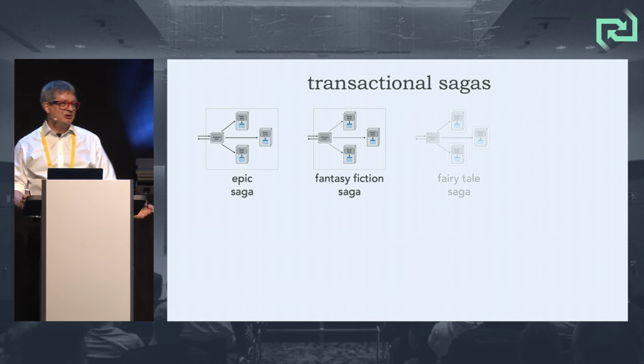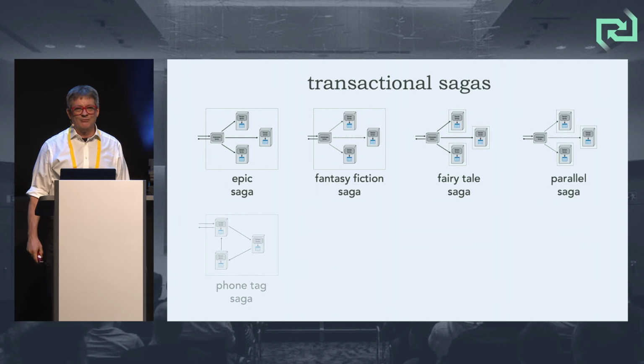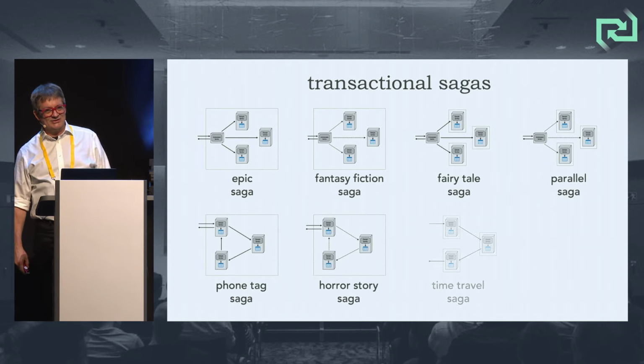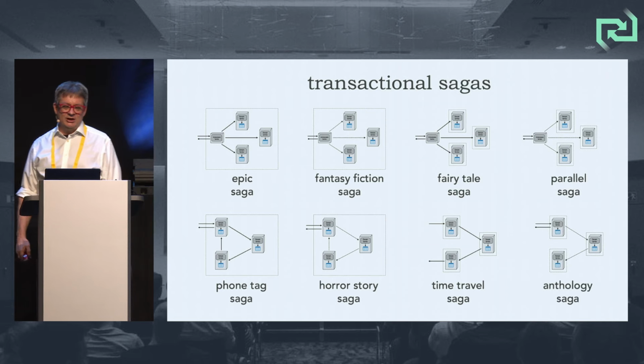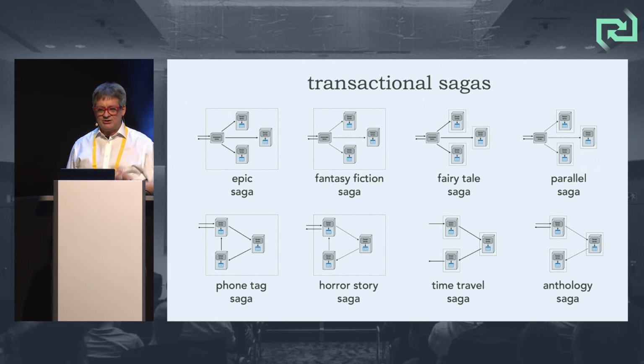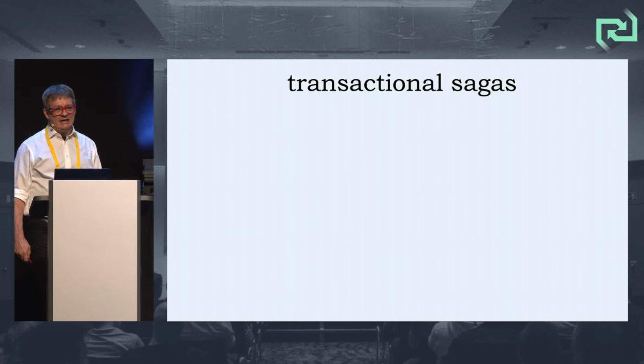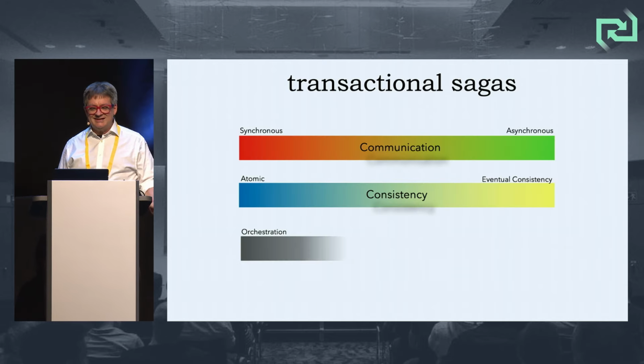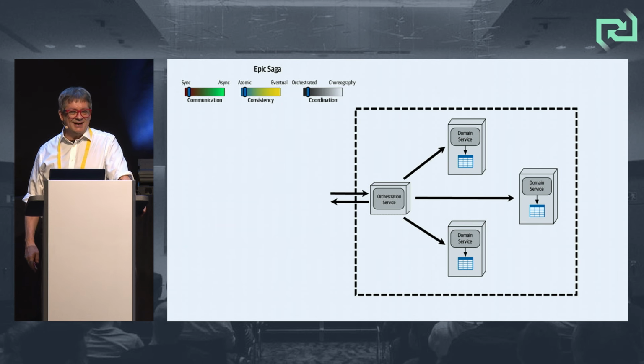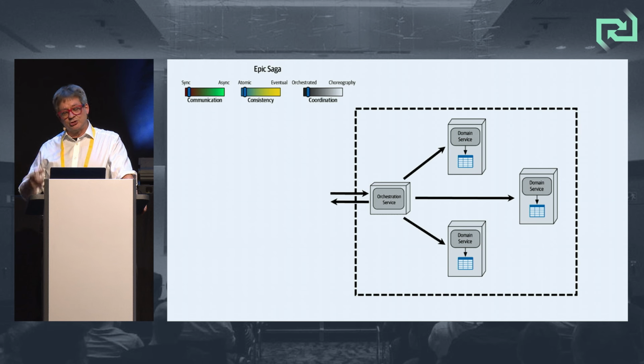So we gave each of them sort of a whimsical name for what kind of saga it is. These are all different kinds of stories, and each of them has a different set of trade-offs. And I'll do this in the amount of time I have left. We'll talk about each of these, and it's always these 3 forces and changing one at a time. So the epic saga starts with synchronous, atomic, and orchestrated.